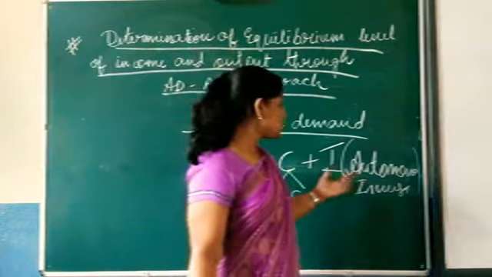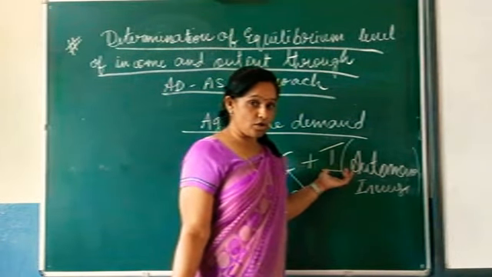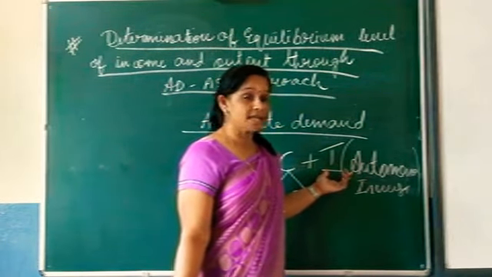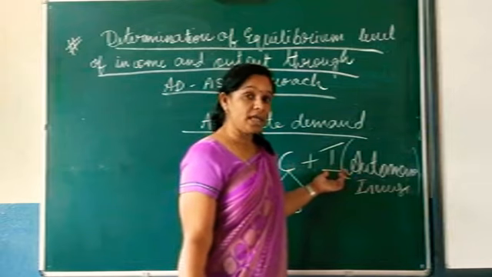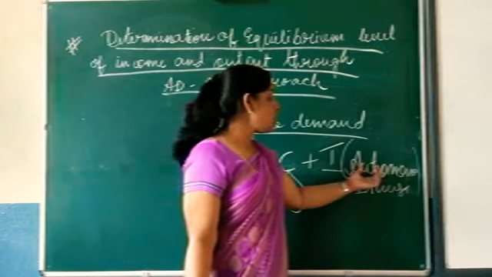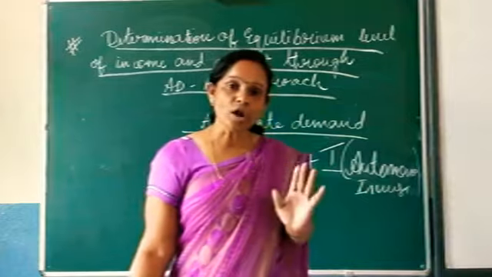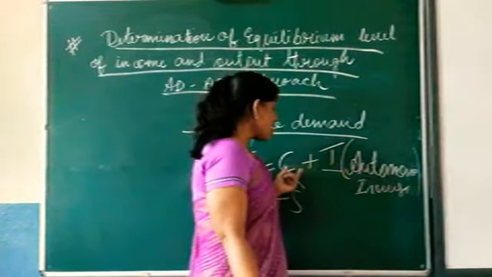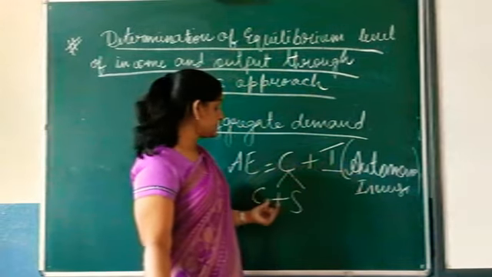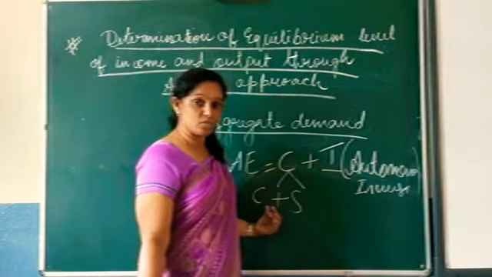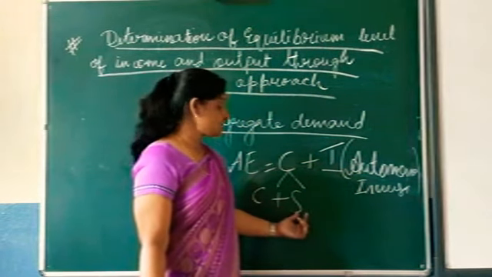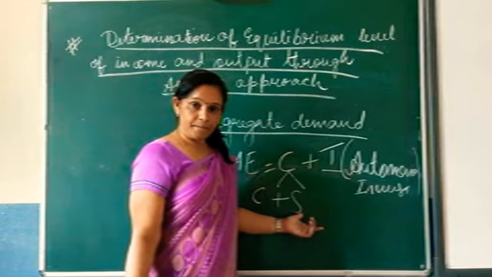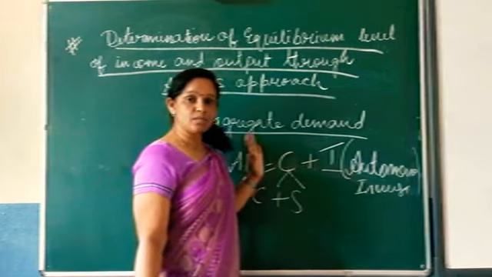Is it clear? So, what is investment expenditure according to Keynes? What he has taken is autonomous investment. So, according to Keynes, I means autonomous investment. According to Keynes, C means C plus S, that is consumption plus saving. Is it clear? That is your consumption expenditure.